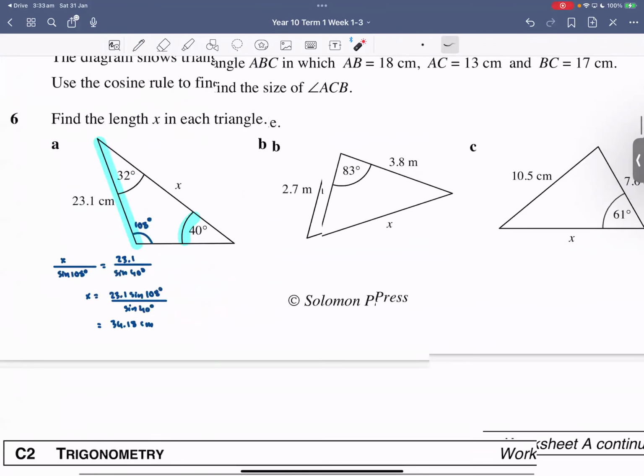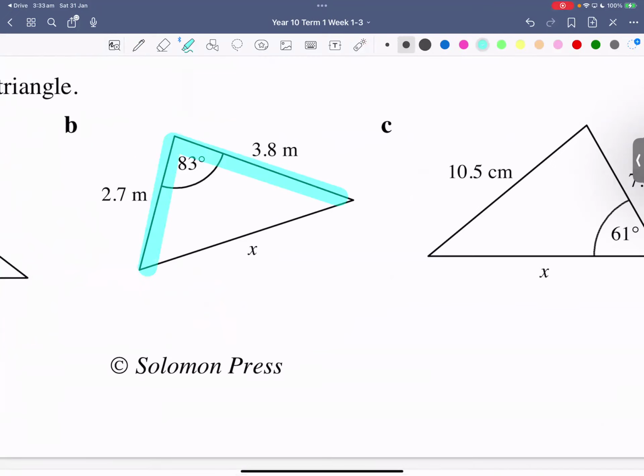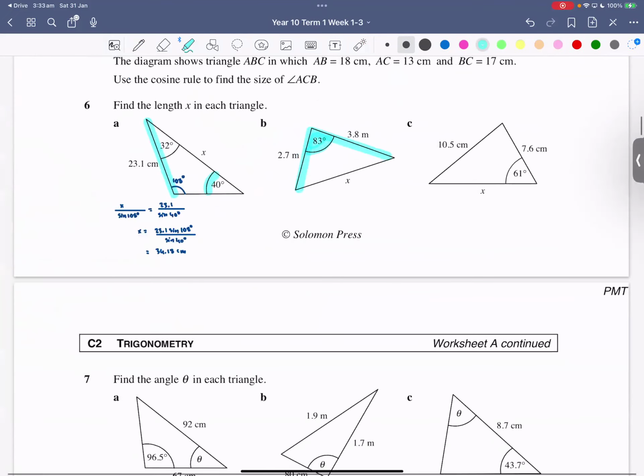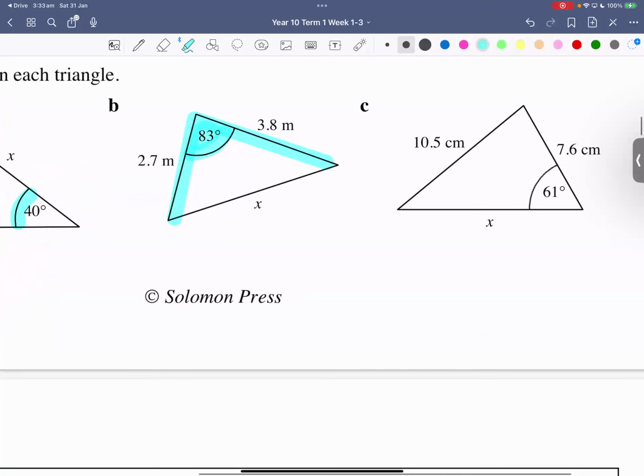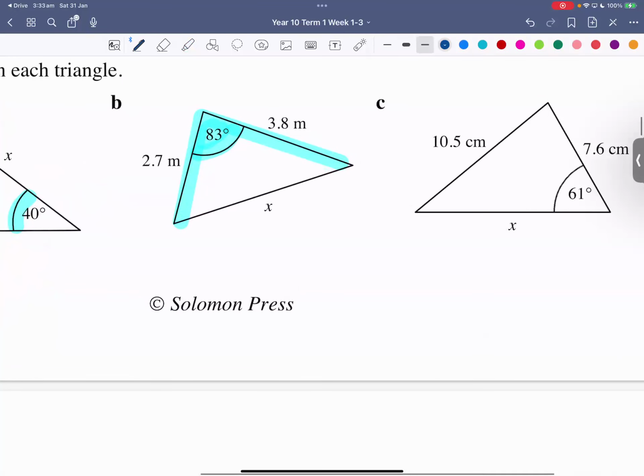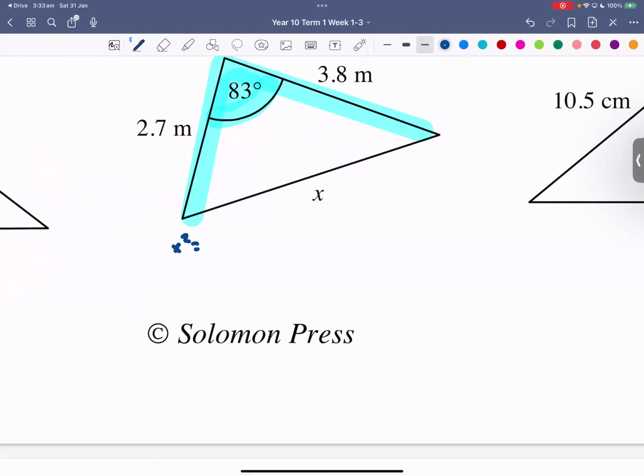Alrighty, next one. Which rule do I use if I have two sides and the angle in between? Cosine rule. All right, great. Two sides and the angle in between, we do cosine rule. My working out simply says x squared equals 2.7 squared plus 3.8 squared. Just remember, cosine rule looks like Pythagoras' theorem initially, and then there's minus some stuff. Minus 2 times 2.7 times 3.8 times cos 83 degrees. Don't forget to square root your answer, otherwise you'll give me a silly answer.